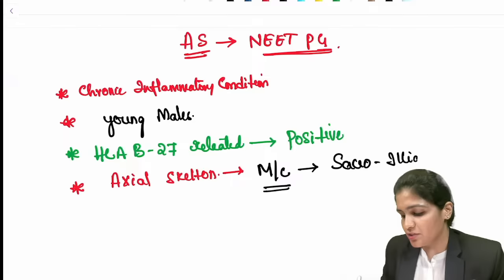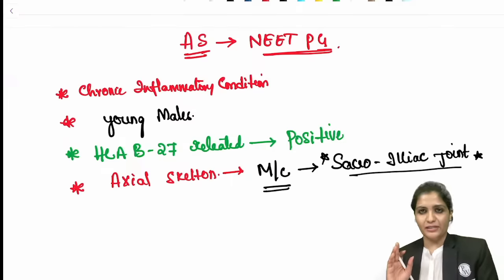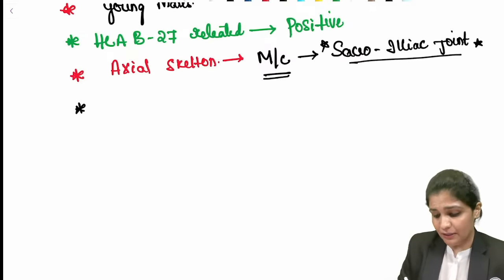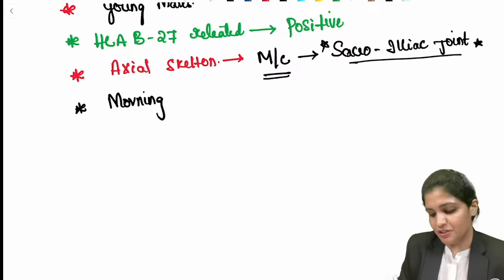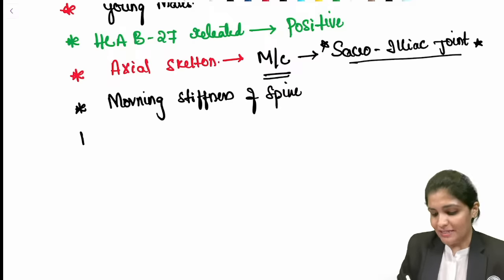So the SI joint is most commonly involved in case of ankylosing spondylitis, right? It is seen in young males and it is HLA B27 positive. And usually the patient complains of morning stiffness. So as soon as the patient wakes up from the bed, he will have stiffness of the spine, morning stiffness of the spine. Once the sacroiliac joints are involved, it will affect the lumbar spine.